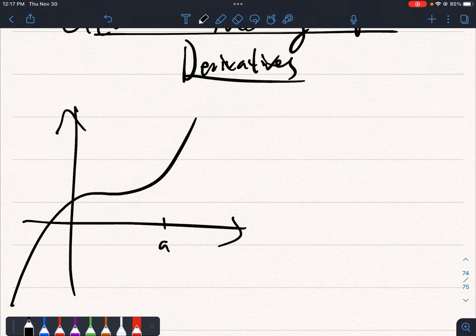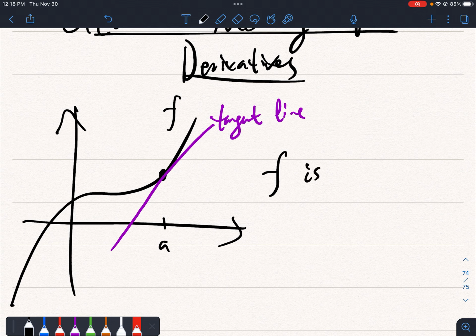So as I mentioned, we have a tangent line. So let's write the expression of the tangent line. Let's say here, at this point A, we have a tangent line. Okay, so this is the tangent line.